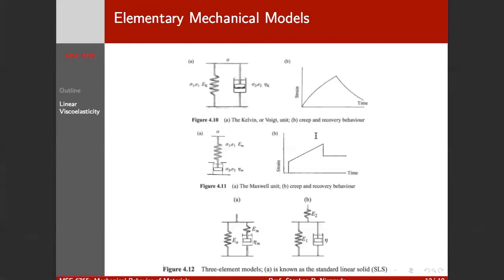So the limitation of the Voigt or Kelvin is that we don't have an instantaneous elastic response. The limitation of the Maxwell model is that we don't have a time-dependent recovery. So if we combine them together, and basically we add another spring here, we have our spring. This is a Maxwell model in parallel with the spring.